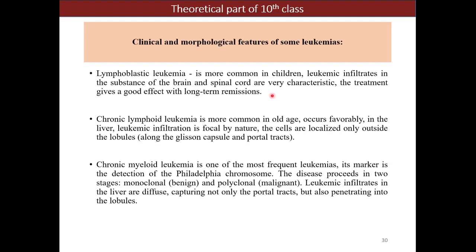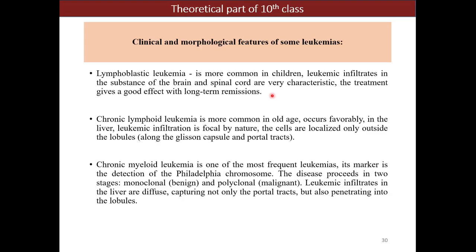Lymphoblastic leukemia is more common in children. Leukemic infiltrates in the substance of the brain and spinal cord are very characteristic. Treatment gives a good effect with long-term remission. Chronic lymphoid leukemia is more common in old age. In the liver, leukemic infiltration is focal by nature. The cells are localized only outside the lobes, along the Glisson capsule and portal tracts.